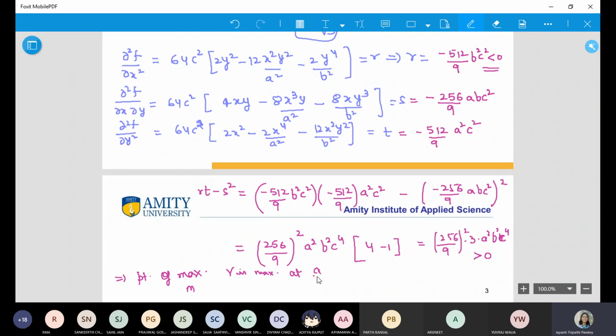at a by root 3, b by root 3, c by root 3. And maximum volume is equal to 8 into a by root 3, b by root 3, c by root 3. That is 8abc upon 3 root 3. Is it understood? Yes, ma'am.